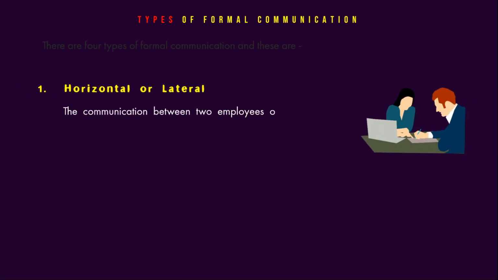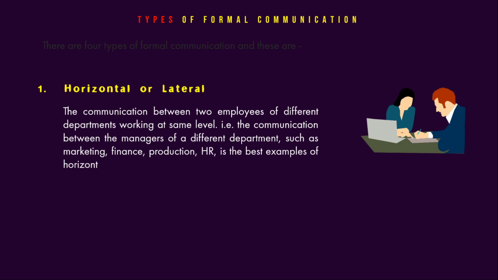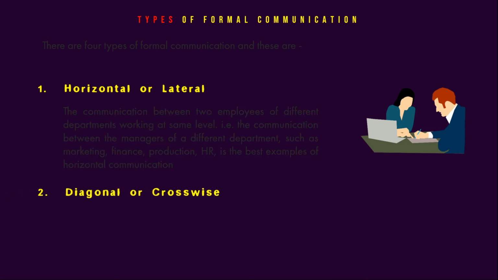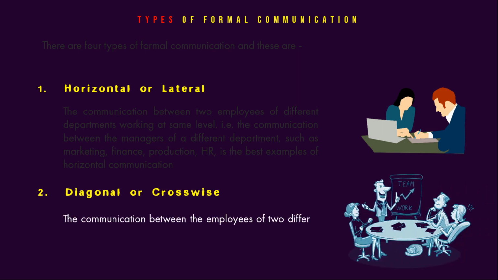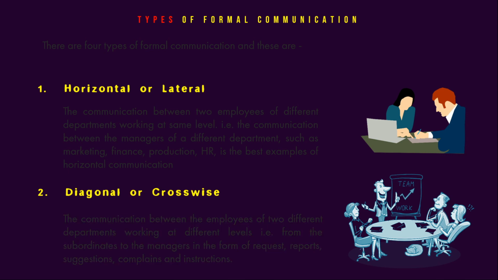Types of formal communication. There are 4 types of formal communication, and these are: Horizontal or lateral communication, the communication between two employees of different departments working at the same level, that is, the communication between the managers of different departments such as marketing, finance, production, HR is the best example of horizontal communication. Diagonal or crosswise: the communication between the employees of two different departments working at different levels.